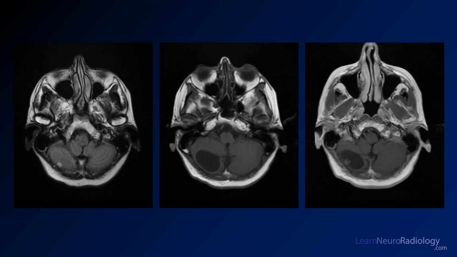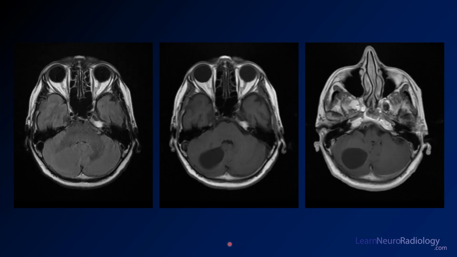Here we have some MR images through the posterior fossa. This is a FLAIR here. This is a T1 pre, and this is a T1 post. Just to show you another image a little bit higher. Again, FLAIR, T1 pre, T1 post.